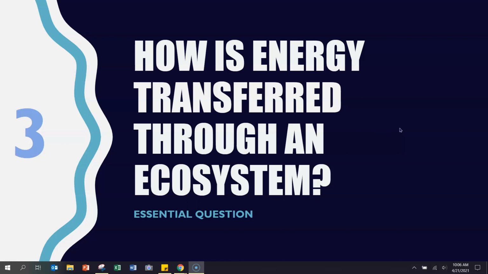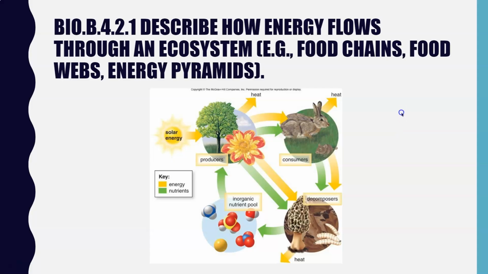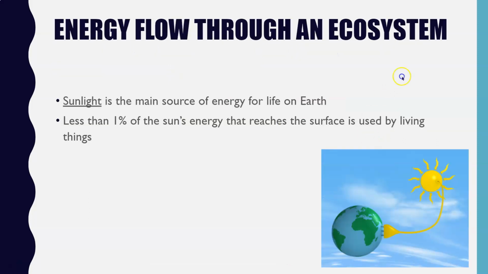And we are going to go through two essential questions. The first one is, how is energy transferred through an ecosystem? So we're going to be describing how energy flows through an ecosystem, and nutrients and food chains, food webs, and energy pyramids. So the first thing you need to know is that sunlight is your main source of energy for life on Earth. If we didn't have sunlight, everything would be dead.